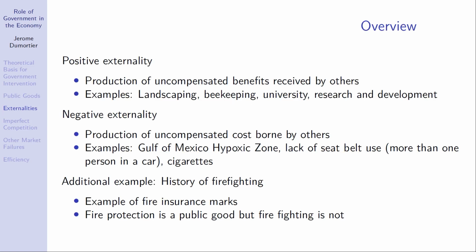Now, the second category that we are going to look at, or the second source of market failure, are what are called externalities. There can be positive externalities and there can be negative externalities. A positive externality is basically if your action is producing a benefit to somebody else and you are not getting compensated for this benefit.